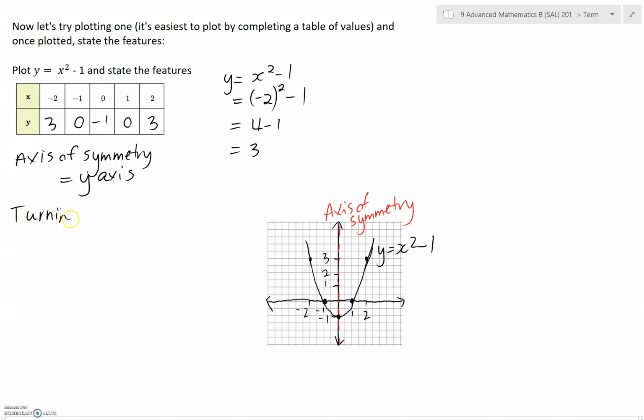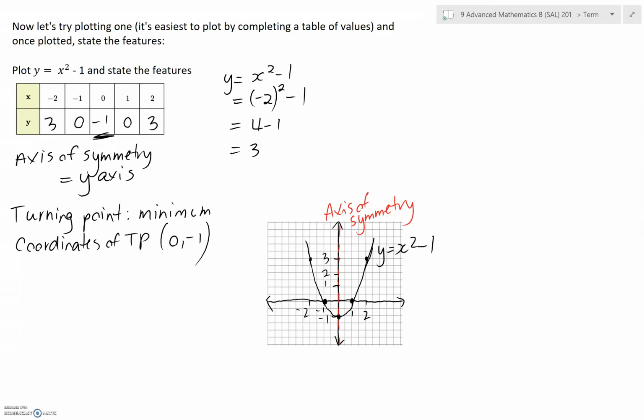Our turning point is a minimum, and we know that because it's the lowest point in our graph. Our coordinates of our turning point are at (0, -1). And you could have actually probably told that just by looking at the table, because you can see here that these are the lowest values that we've got. They're our lowest y values, and that's what we're interested in. That's what gives us our turning point.